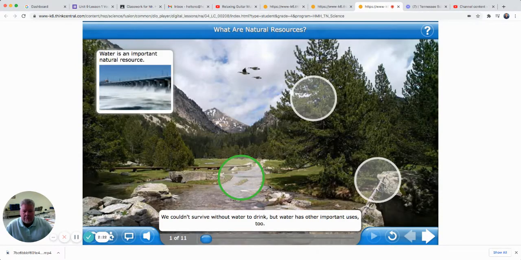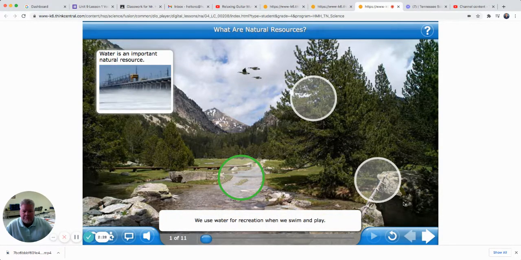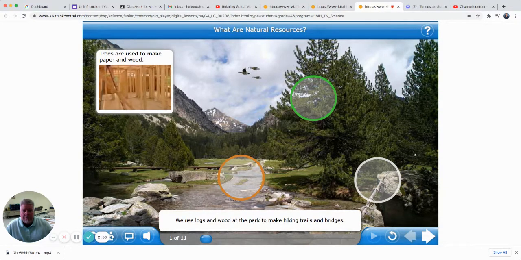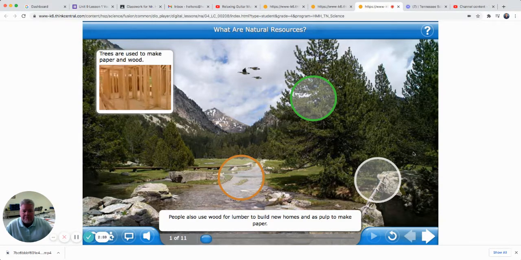We couldn't survive without water to drink, but water has other important uses too. We use water for recreation when we swim and play. Some energy stations are hydroelectric. Water rushes through the station and turns turbines which make electricity. I help protect water by preventing pollution and making sure water in the park is kept clean. Trees have many uses. In the park, they provide food and homes for many animals. We use logs and wood at the park to make hiking trails and bridges. People also use wood for lumber to build new homes and as pulp to make paper.